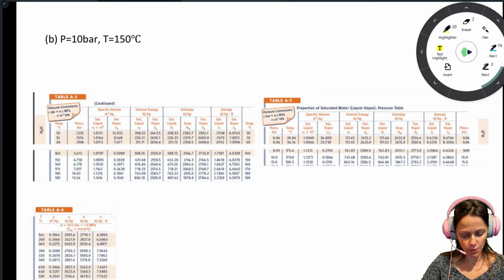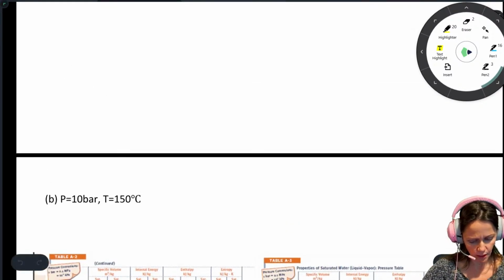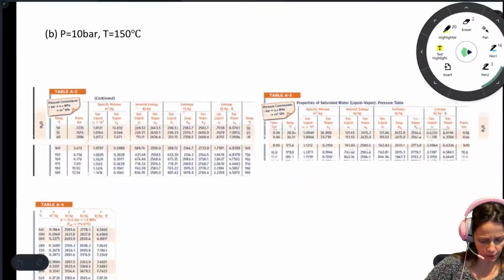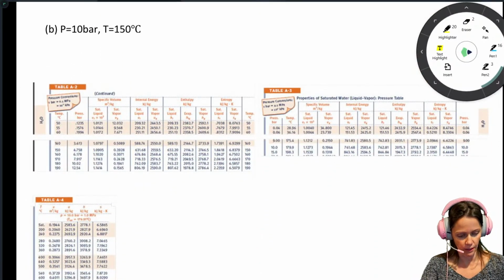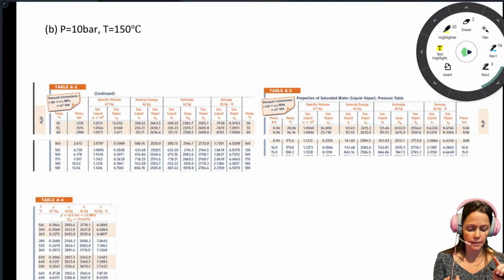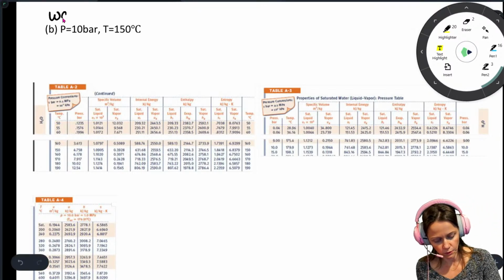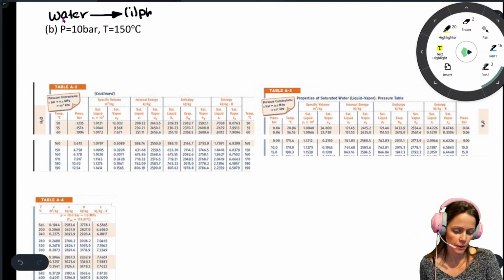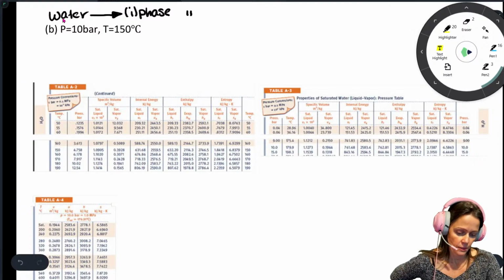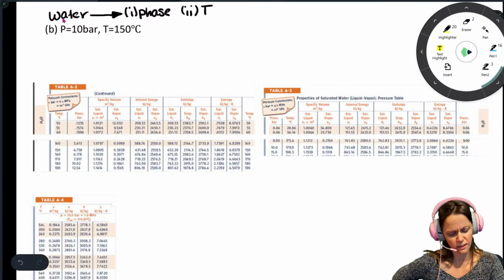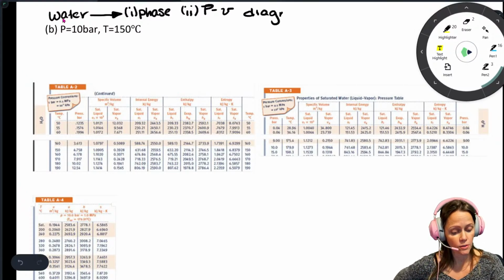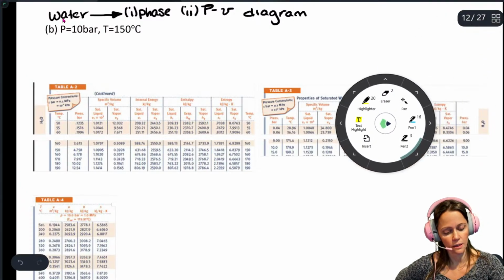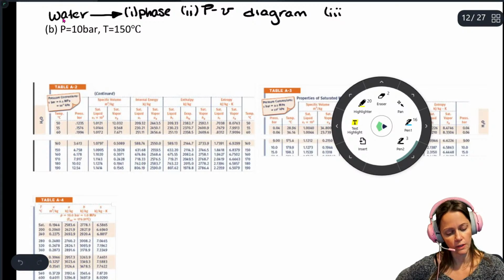All right, so first things first. We are at problem 11. So we did part A, and we're on part B. What we need to do is, this is for water, and look up at the previous page. You'll see there's a couple of things that we said we needed to find. We need to find the phase. We need to find a PV diagram.